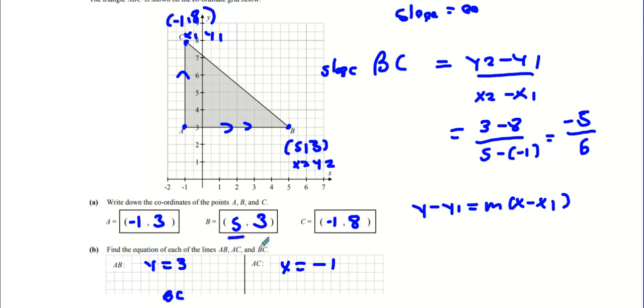So we can either use B or C. I'll probably just use B again. 2 positive numbers makes things easy. Y minus 3 equals minus 5 sixths, bracket x minus 5.